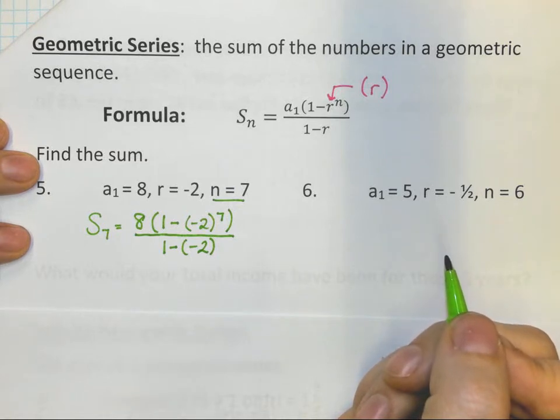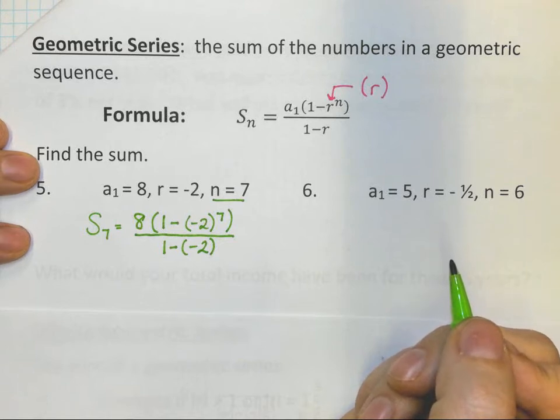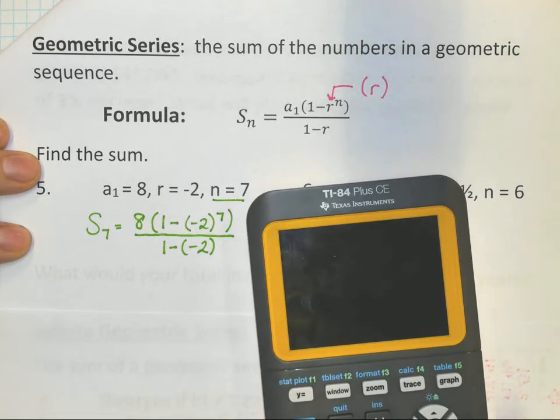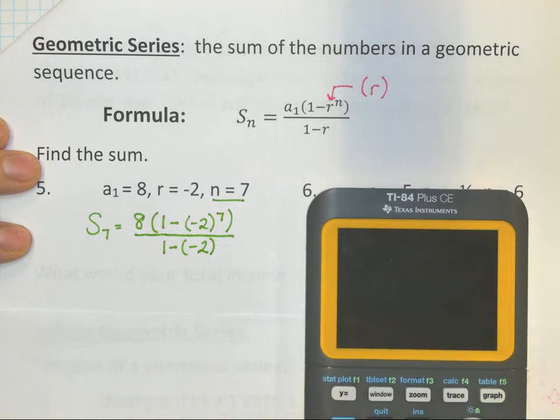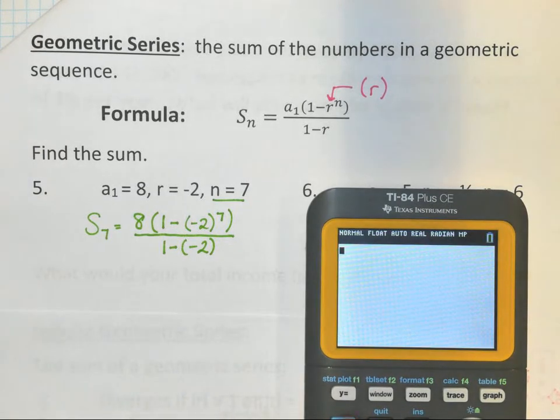Now this guy is very easy to do, which means it's also very easy to mess up. So if you're not always confident in your work, just go ahead and do it on your calculator and you can type it in exactly as you see it. So go to alpha y equals to get your fraction bar and then just type it in. Put the parentheses in though. 1 minus parenthesis negative 2 to the 7th over 1 minus negative 2.